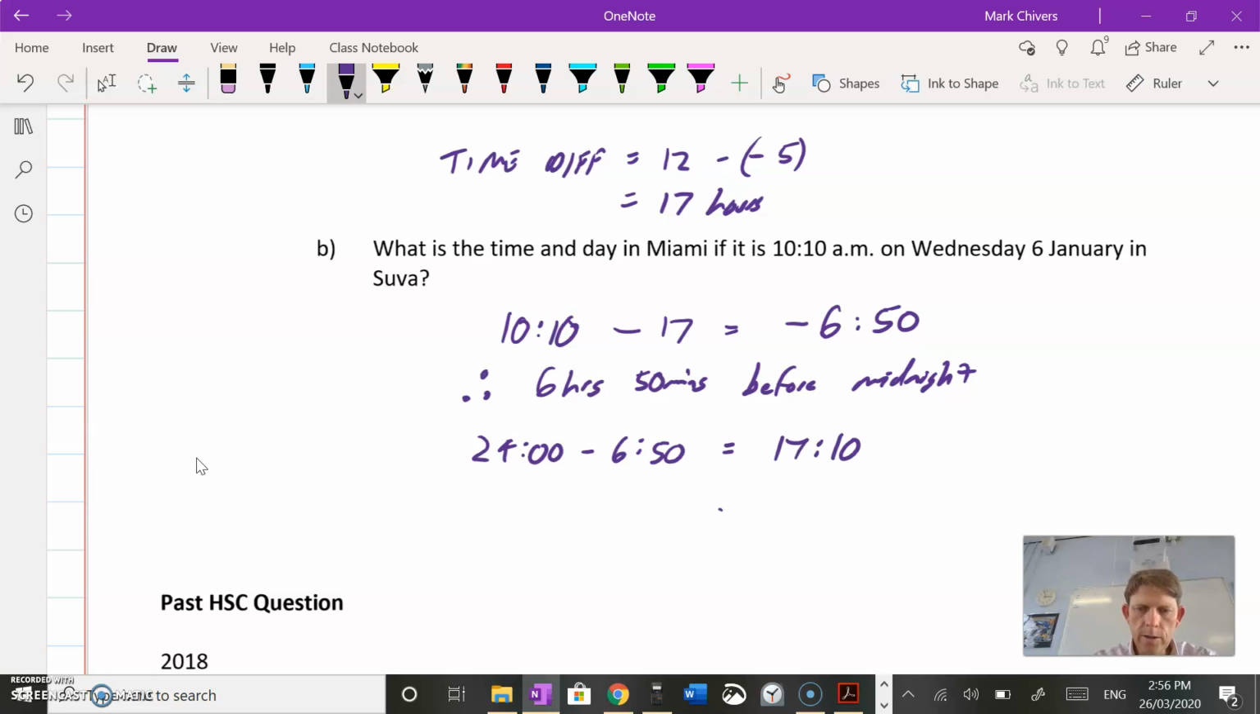Which is in 24-hour time, and if we want to convert that to AM and PM, it's 5:10 PM. But of course, because we've gone before midnight, that means we've also gone to a different day. It's now Tuesday, Tuesday the 5th of the 1st, because of course Wednesday was the 6th of the 1st in the question.